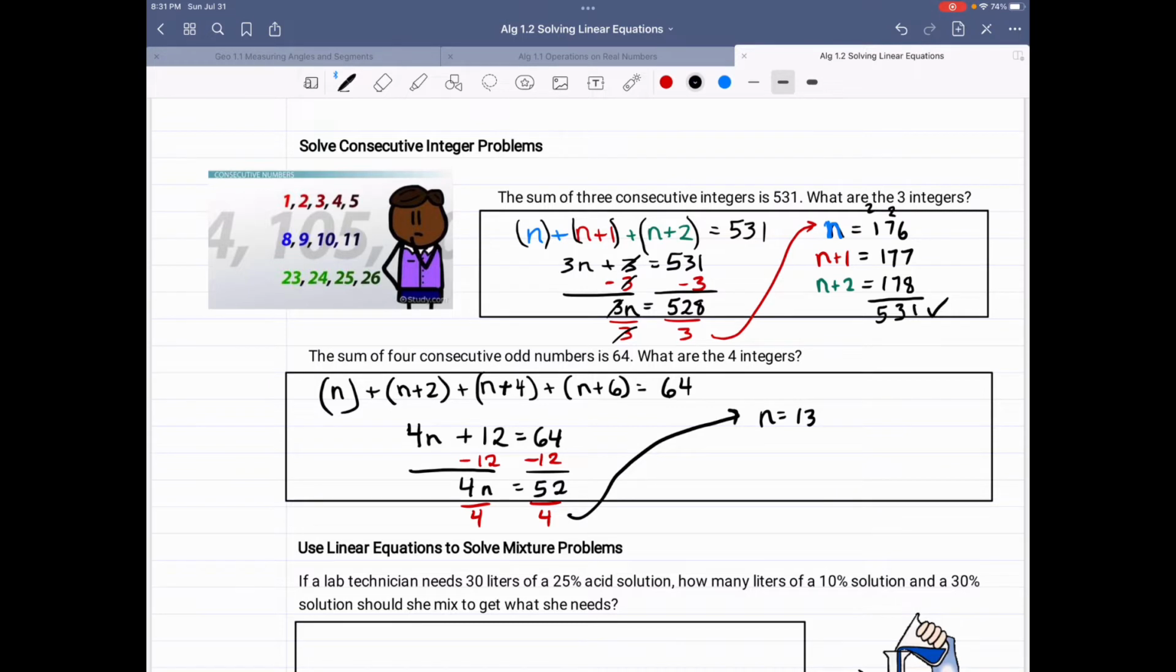The next number is going to be n plus 2, which is 15. And the number after that is going to be n plus 4, so that would be 13 plus 4, which is 17. And n plus 6, that's going to be 2 more, which is 19. You can add those up to check to see that they equal 64. And let's just do that really quick. 19 plus 17 is 36, plus 15 is 51, plus 13 is 64, and yes, it checks.